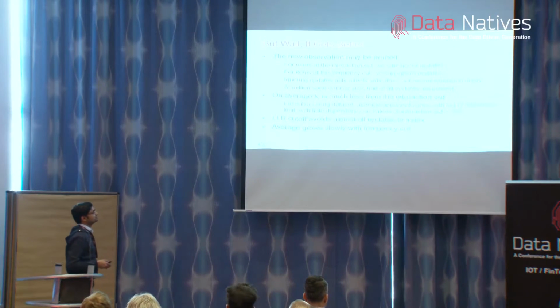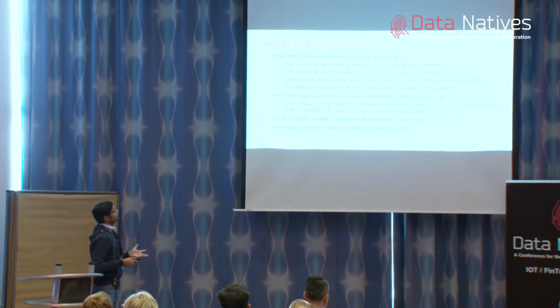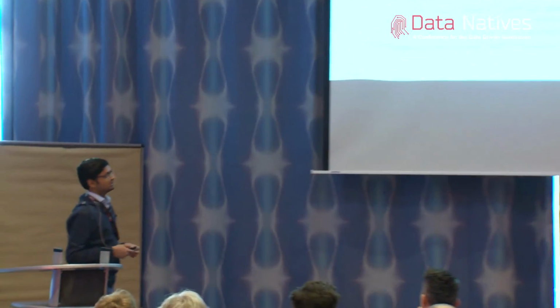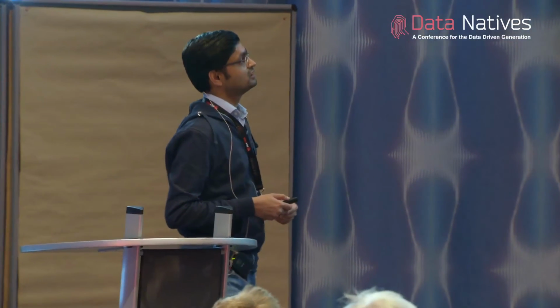The new observations may be pruned. For users at the interaction cut, we can ignore updates. Similarly for the frequency cut, we can ignore updates, meaning all the updates. At million songs data size, half of all updates are pruned. So on average, Ki is much less than the interaction cut. The LLR cutoff, as I spoke, avoids almost all updates to the index, and this helps the average grow slowly with the frequency cut. Again, a good graph, but let's skip this graph.